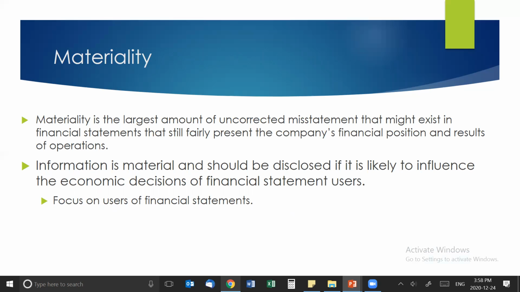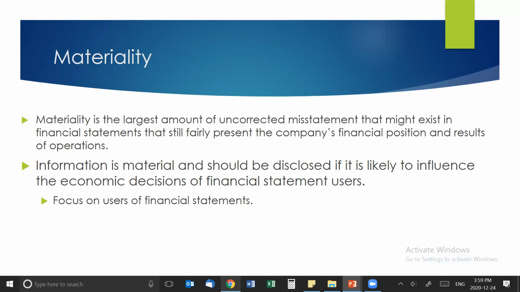So we need to figure out in the planning stage what the materiality number is going to be. Materiality is the largest amount of uncorrected misstatements that we will find in the financial statements, but we can still give the opinion that the financial statements are fairly presented. And if there are errors above that materiality number, then we couldn't give a clean, unmodified opinion unless the client corrected those mistakes.